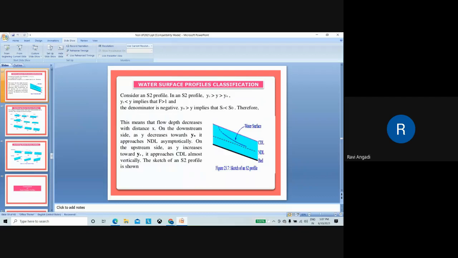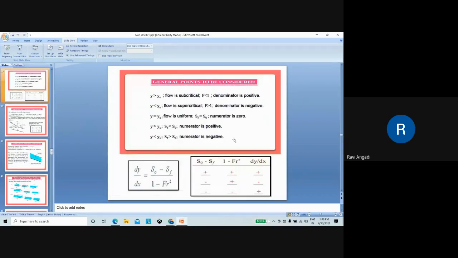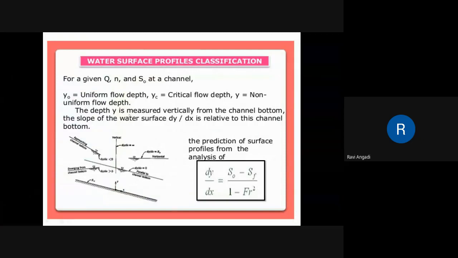Right. Then coming to the next one, very important again. For a given discharge, n means the Manning's constant, or you can take it as Chezy's constant, and the bed of the channel. y is the uniform flow depth, yc is the critical flow depth.